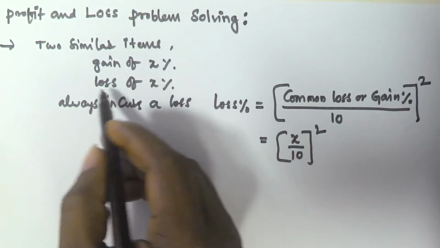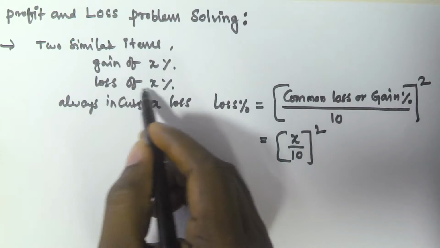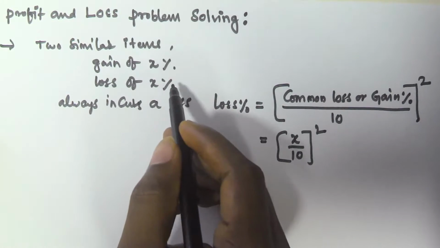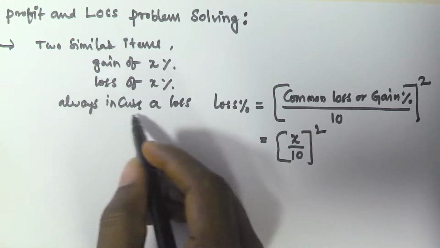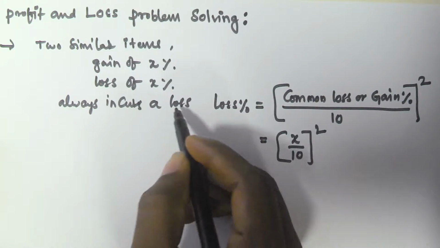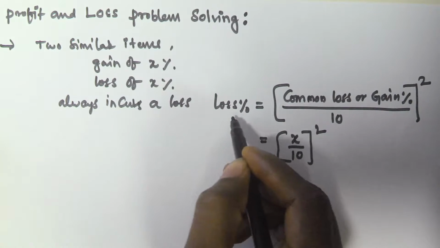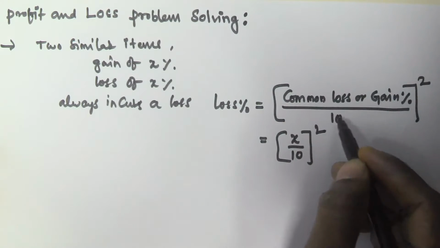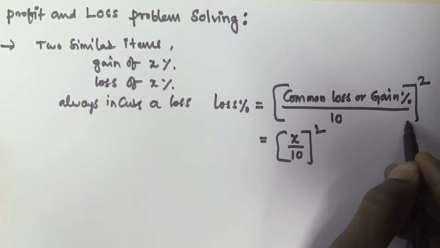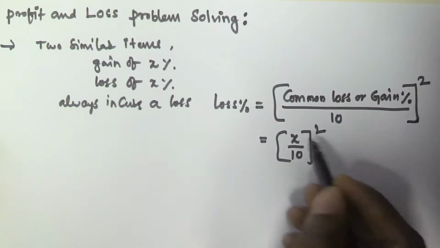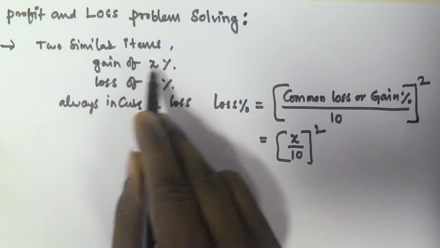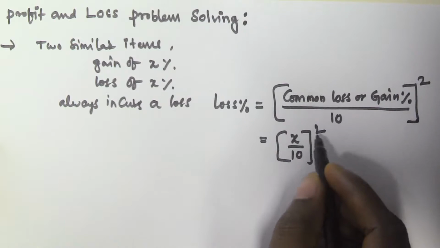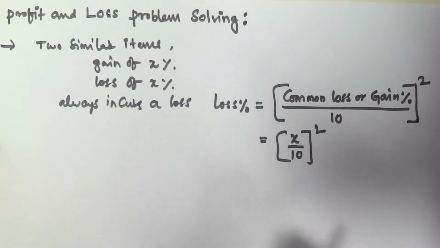So whenever there are two similar items, one sold at a gain of X percentage and another sold at a loss of X percentage, then the seller always gets a loss, and that loss percentage is given by (common loss or gain percentage by 10) to the power of 2. So in our case the common loss or gain is X, so (X by 10) to the power of 2.